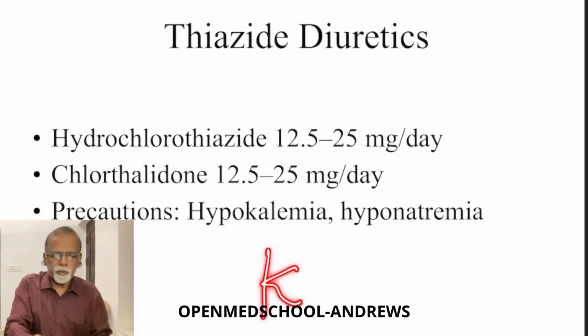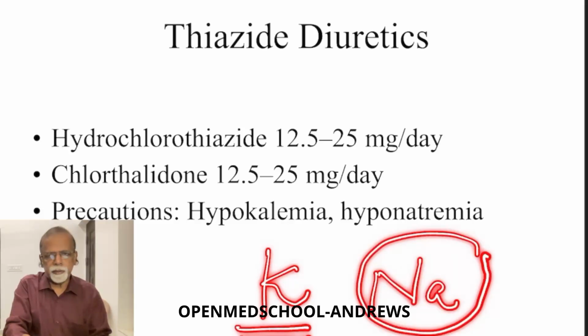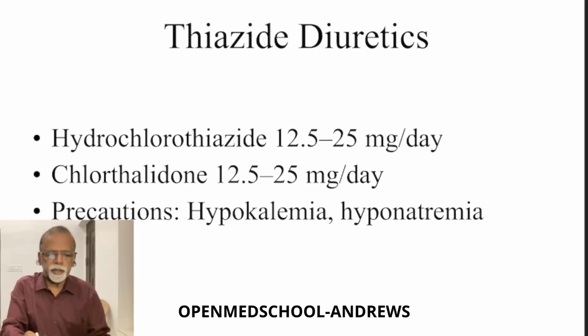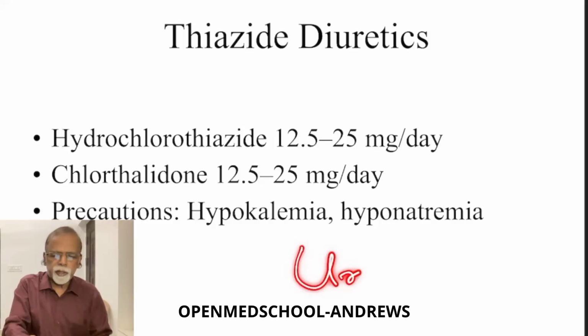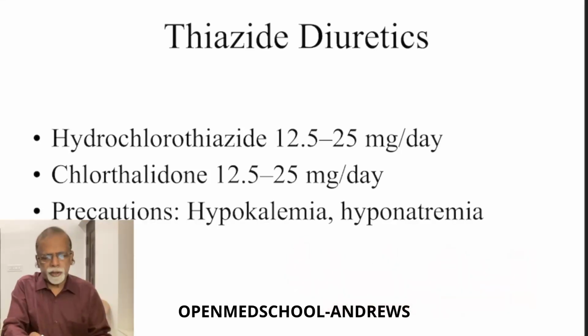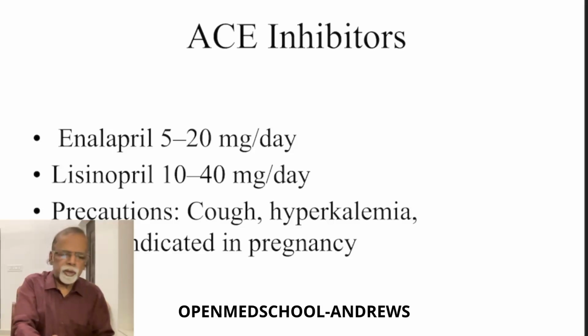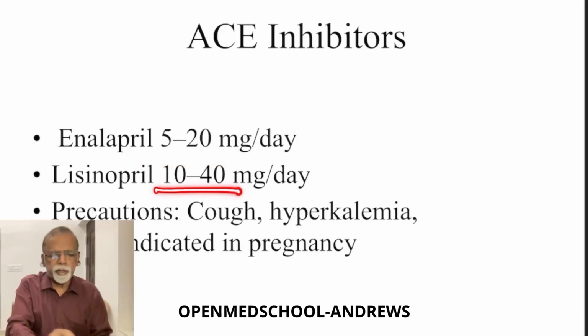Precautions are, one, it produces hypokalemia and hyponatremia, especially in the elderly. So be careful when you give thiazides. When the uric acid is high, hyperuricemia, again be careful in giving thiazides. Then comes the ACE inhibitor. The usual drugs are enalapril, give 5 to 20 milligrams per day, and lisinopril 10 to 40 milligrams per day.